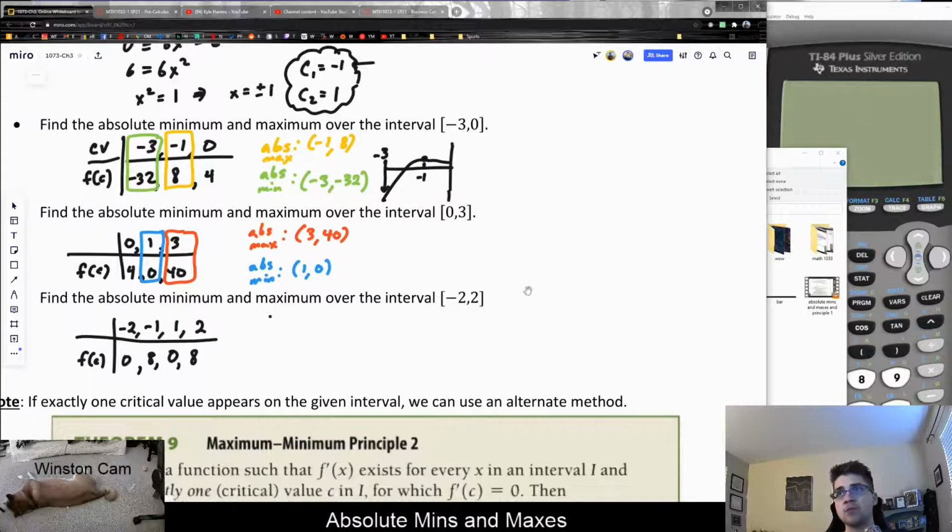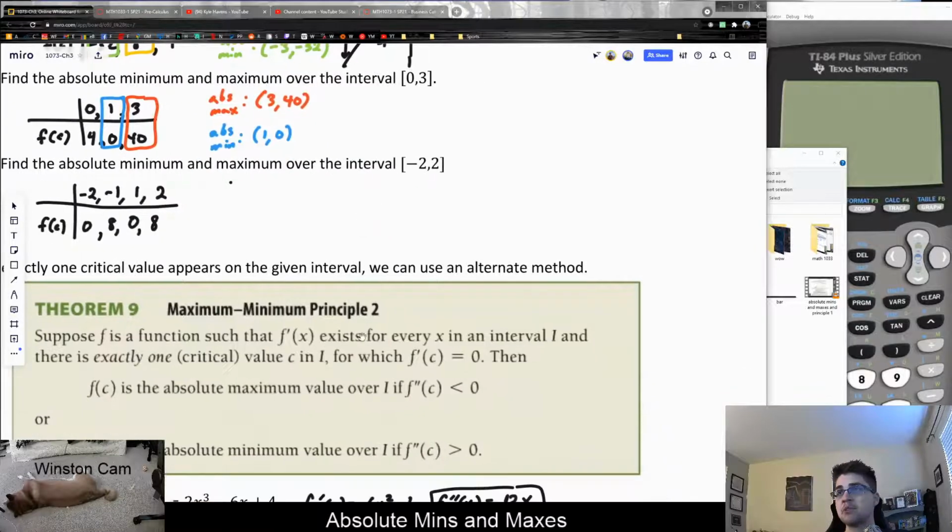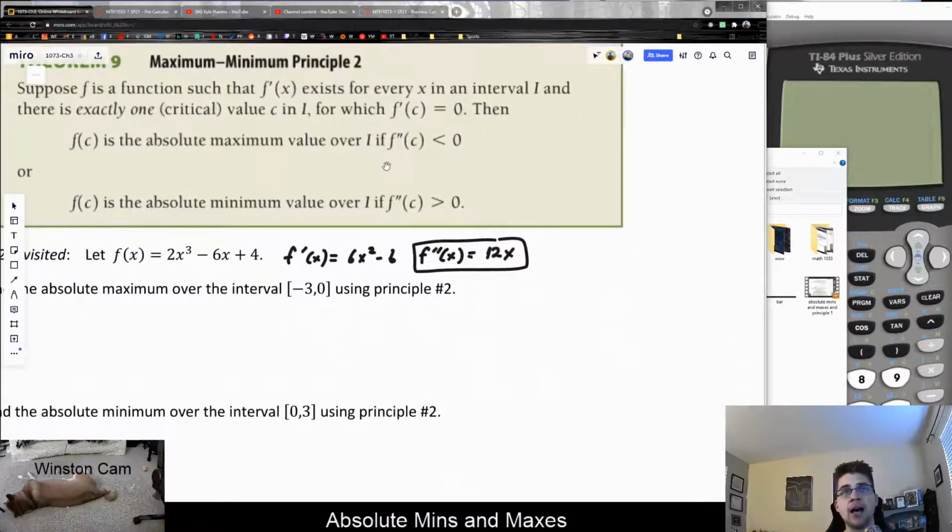But you could not use the min-max principle 2 on this sort of interval because there's multiple critical values in between the endpoints. And also what's nice about this is you don't have to do all the math. You don't have to check all the endpoints. You just literally find the critical values, make sure there's only one. So in here, the only critical value was -1.